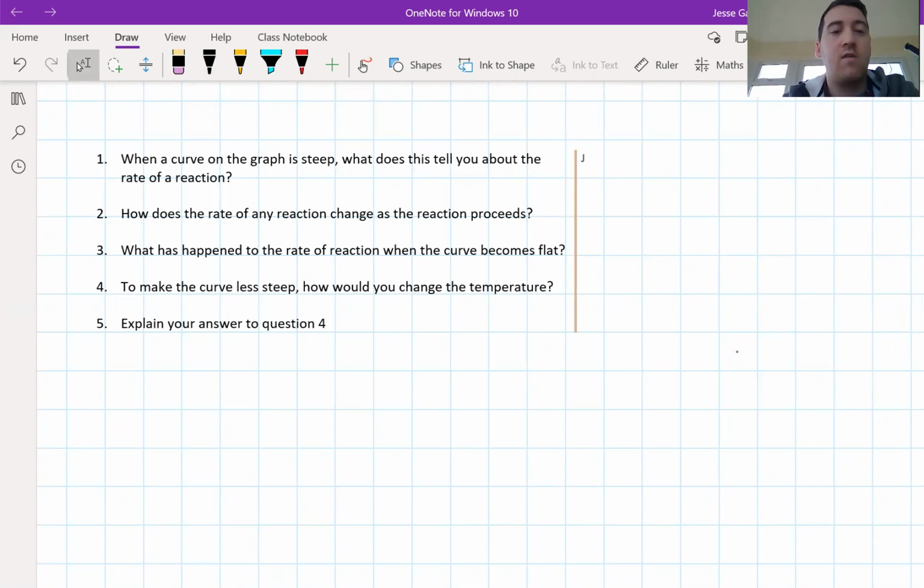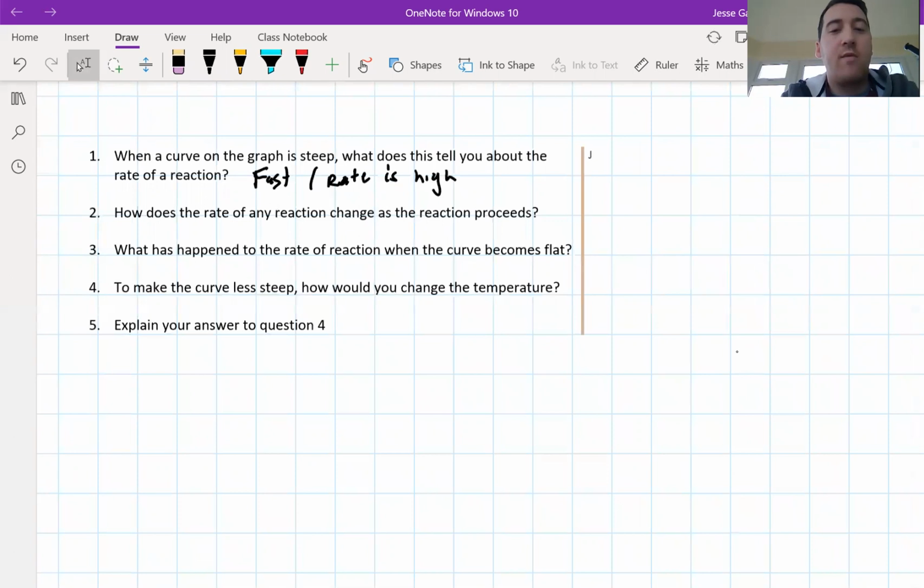Okay, so when a curve on the graph is steep, what does this tell you about the rate of the reaction? So steep graph means the reaction is fast. So it's a fast reaction, or the rate is high. A high rate or a fast rate.